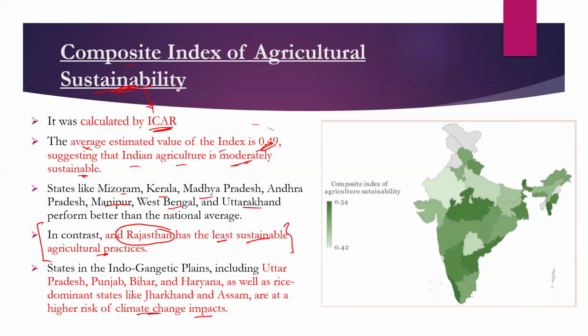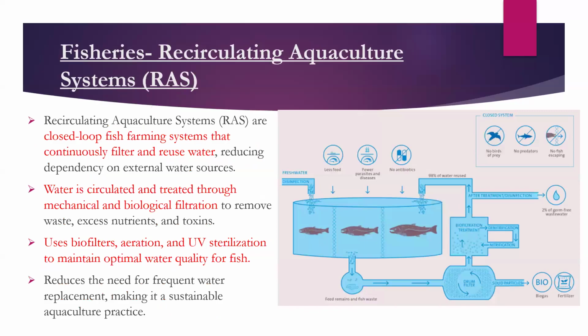Okay, so currently our Indian agriculture is moderately sustainable. In some states they are not following sustainable agricultural practices, one of them being Rajasthan. So focus on that. Fine. So it's an index created by ICAR. Fine. The next one is fisheries.